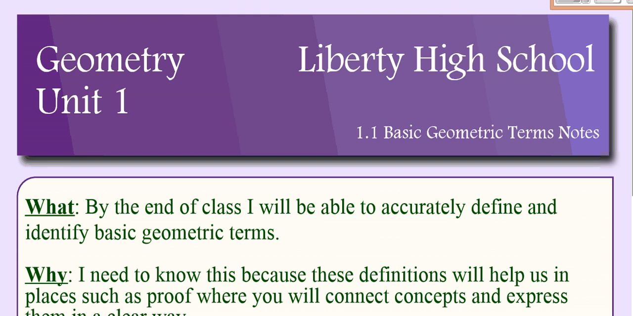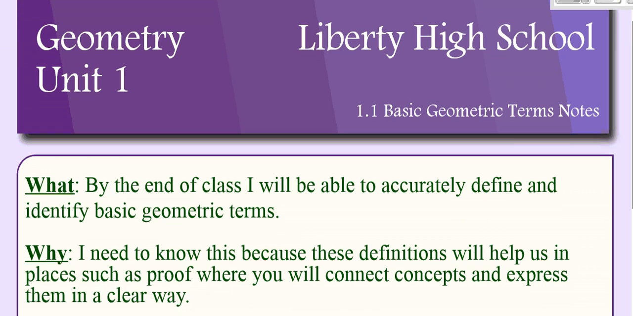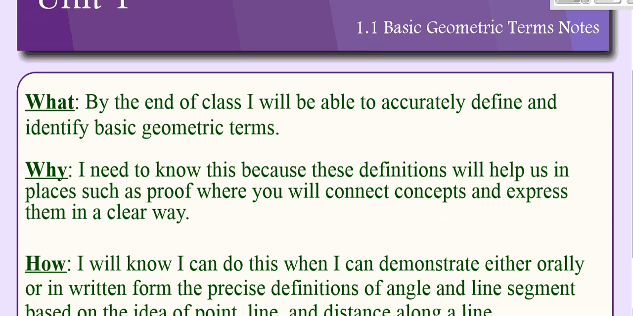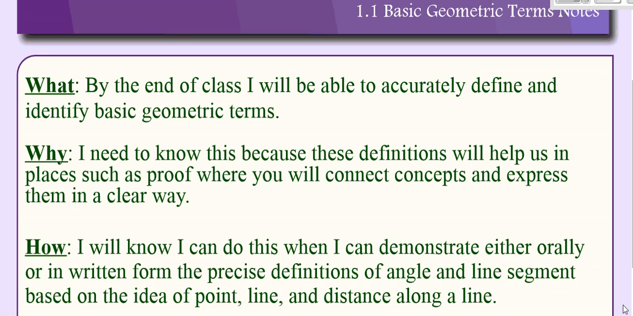In this unit, we're going to go over basic terms for geometry to get us started. So by the end of class, you'll be able to accurately define and identify basic geometric shapes. You need to know it because these definitions will help us in places such as proofs where you'll connect concepts and express them in a clear way. And you know you can do it when you can demonstrate either orally or in written form the precise definitions of angle, line segment, based on the idea of points, line, and distance along a line.